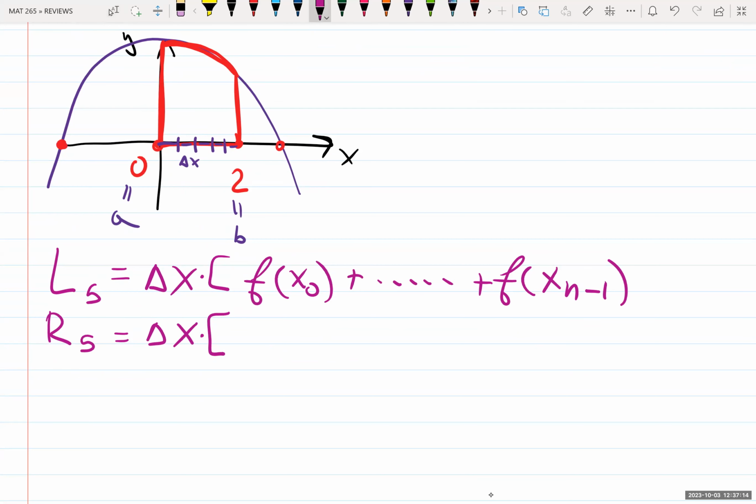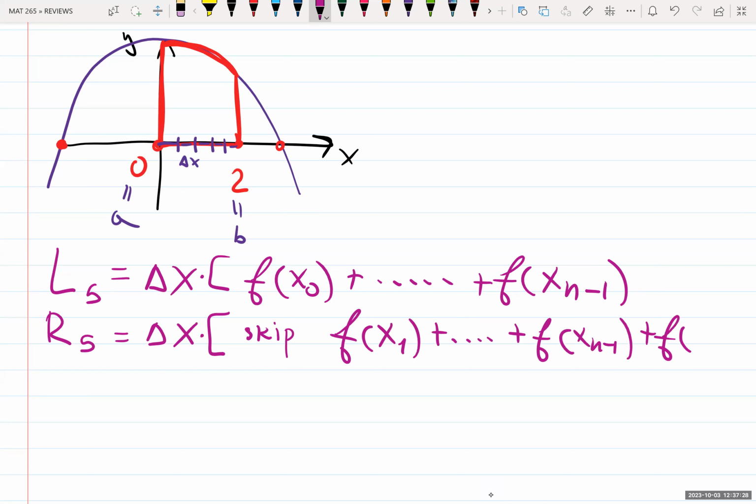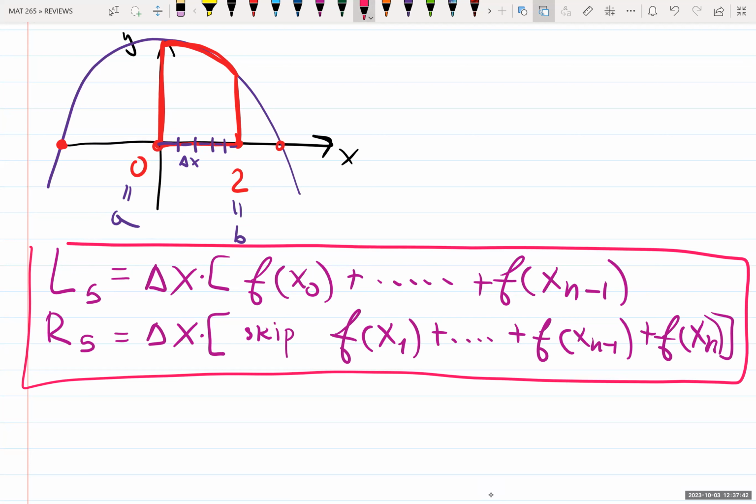With the right endpoint, we skip the first one, and we start with f of x sub 1. And so on, up to f of x sub n minus 1 plus f of x sub n. And like so. To be honest, on the exam they ask you all of this.